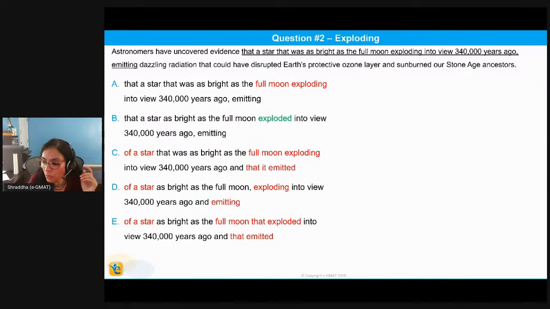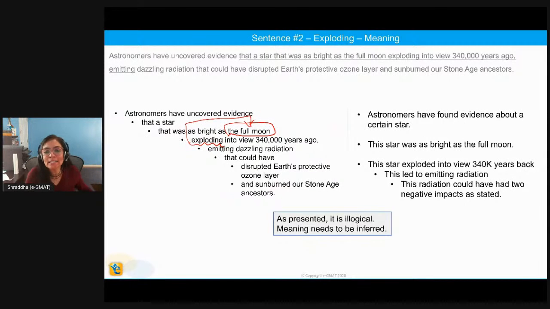So what do we do at this point in time, when the original sentence does not present a logical meaning very clearly, unlike our first sentence that we saw? Then what do we do?